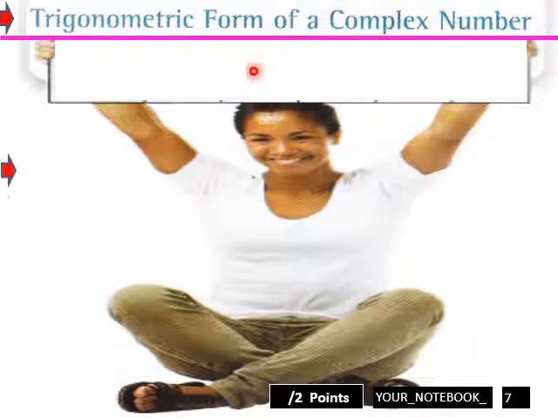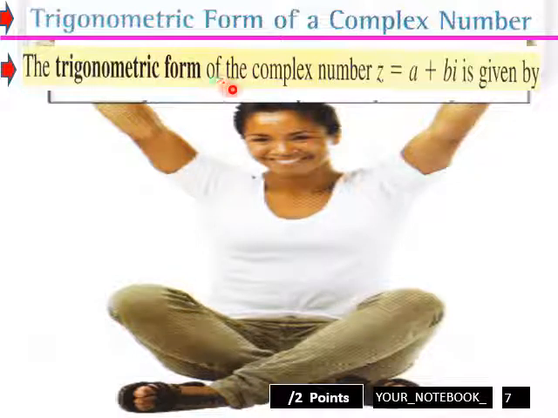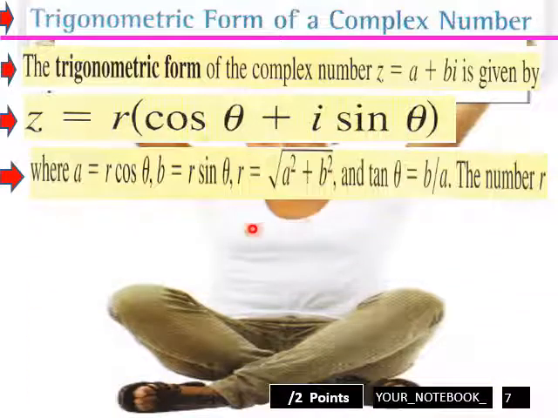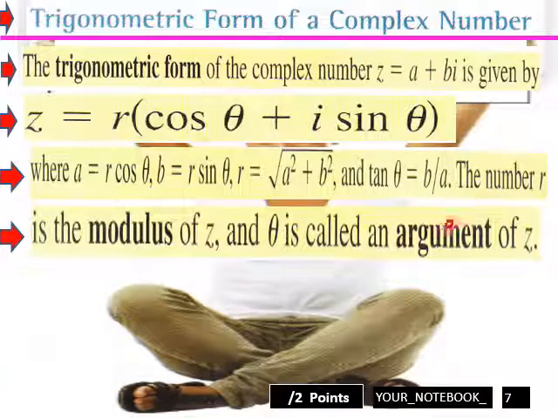Trigonometric form of a complex number. The trigonometric form of the complex number z equals a plus bi is given by z equals r times the quantity cosine theta plus i sine theta, where a equals r cosine theta, b equals r sine theta, and r equals radical a squared plus b squared, and tan theta equals b over a. The number r is the modulus of z, and theta is called the argument of z.